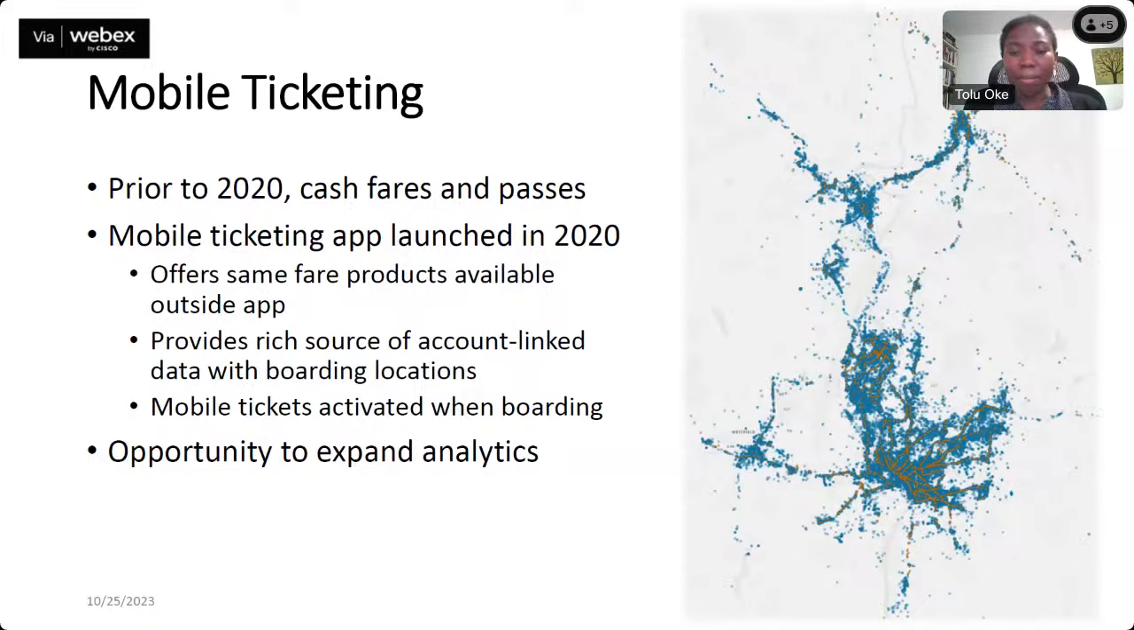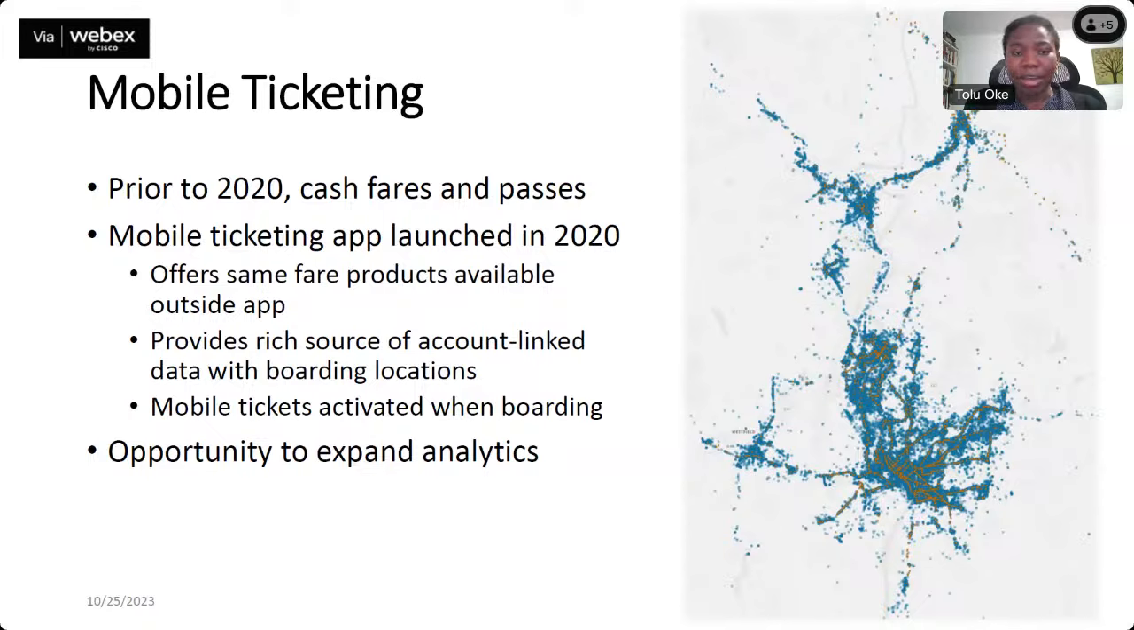So as you can see on the map here, whenever a rider got on the bus, they would activate their mobile ticket, and it was visually validated by the bus driver. But on the right here, I wanted to show this map showing the locations where tickets were activated around our bus stops. So you can see it's not an exact overlay on the bus stops, but we had very detailed information about where our riders were activating their tickets. And this provided us an opportunity to expand analytics and to do something more innovative.